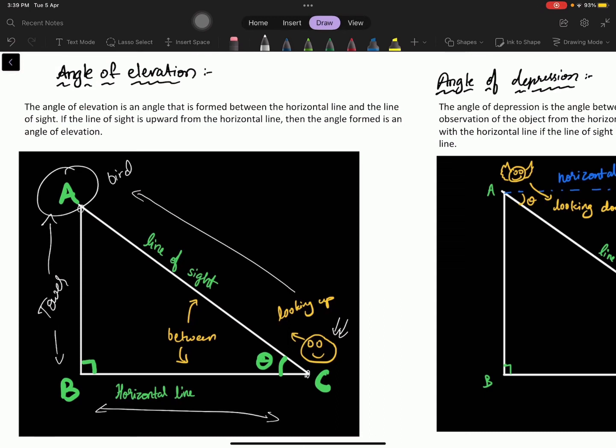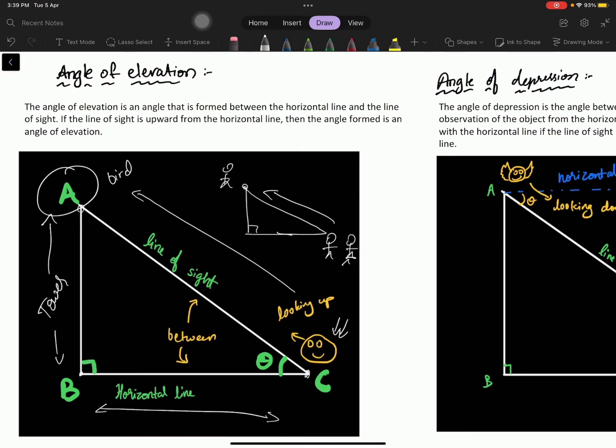The horizontal line is the line below him that connects the tower, that is B, to C. The distance between the tower and him is going to be the horizontal line in the case of angle of elevation. So the angle of elevation is the angle that is formed between the horizontal line and the line of sight. If the line of sight is upward from the horizontal line, you are looking up. You're standing over here, looking at something taller than you, higher than you. That is only when you consider angle of elevation.